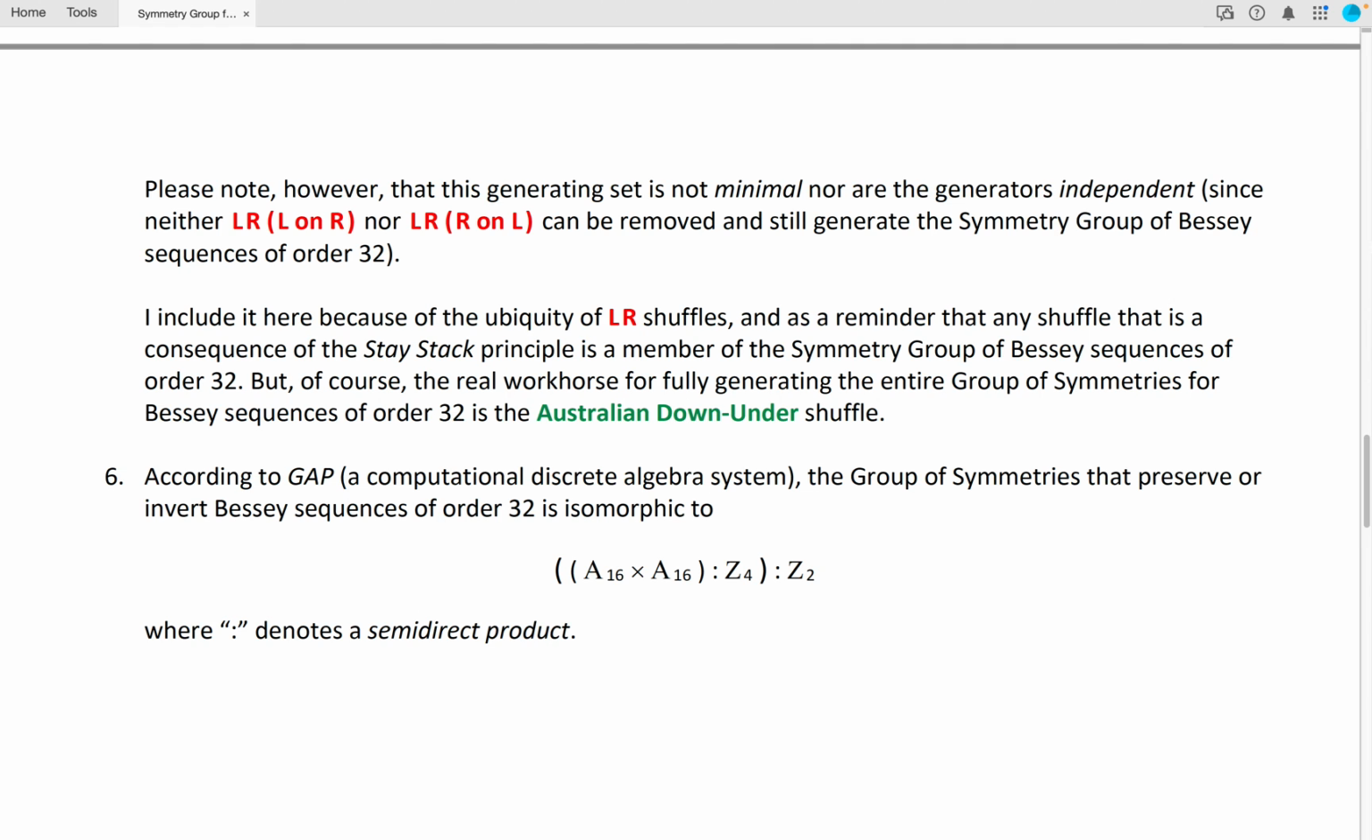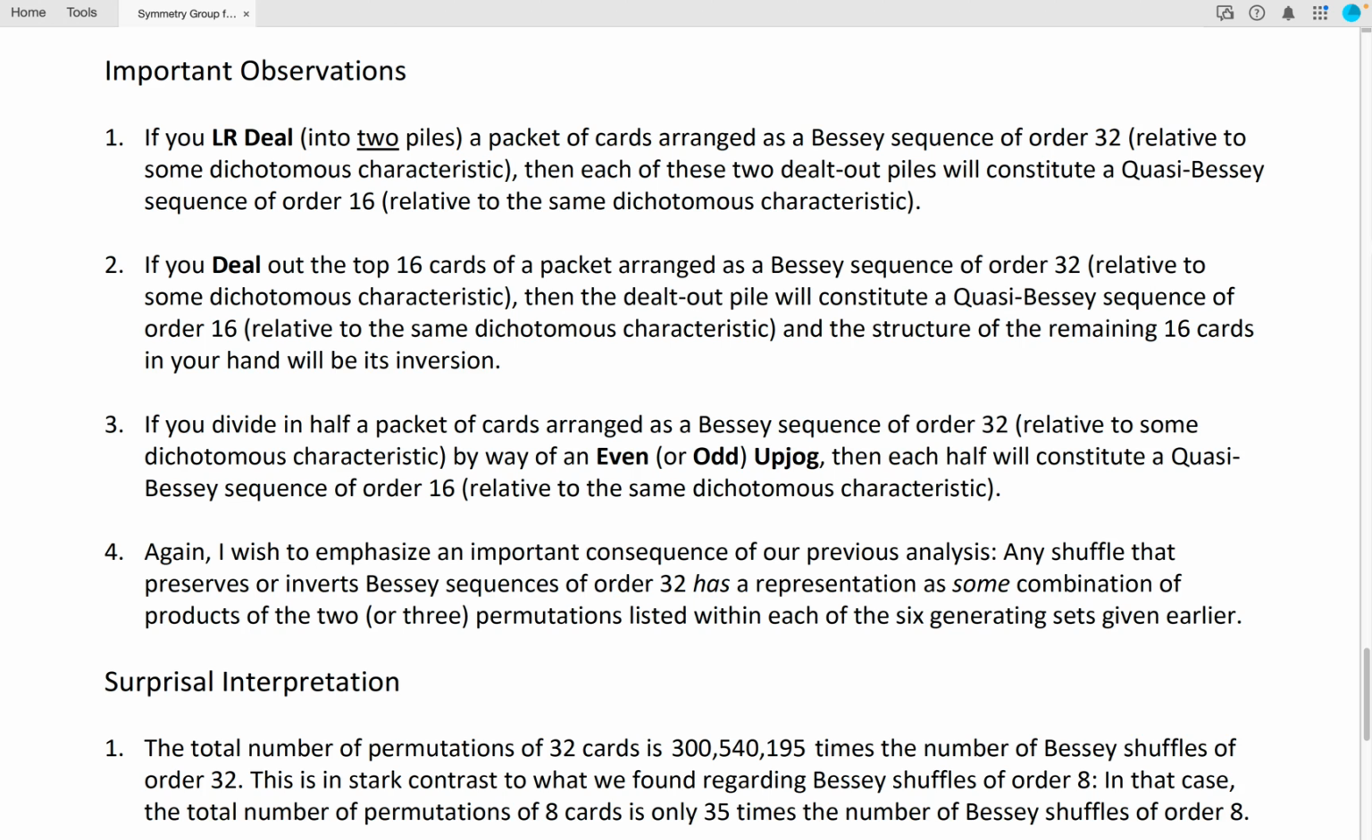6. According to GAP, a computational discrete algebra system, the group of symmetries that preserve or invert Bessey sequences of order 32 is isomorphic to the following, where the colon denotes a semi-direct product, and A sub 16 is the alternating group on 16 letters, and Z sub 4 and Z sub 2 are cyclic groups of order 4 and 2, respectively. Important observations. 1.